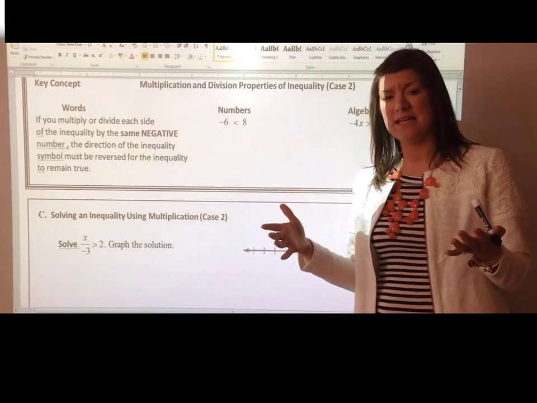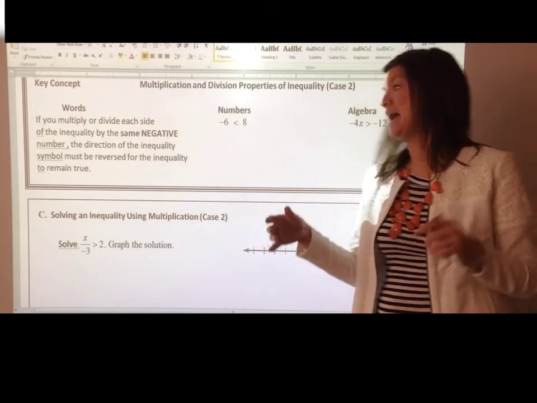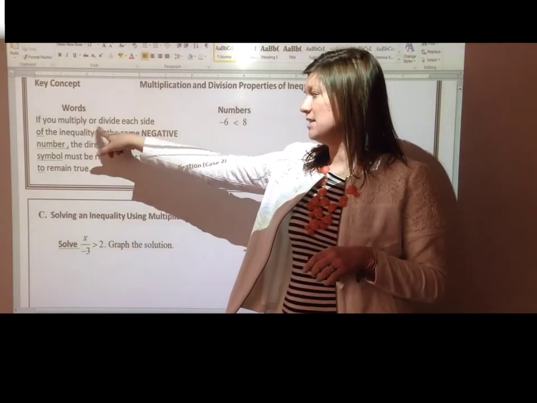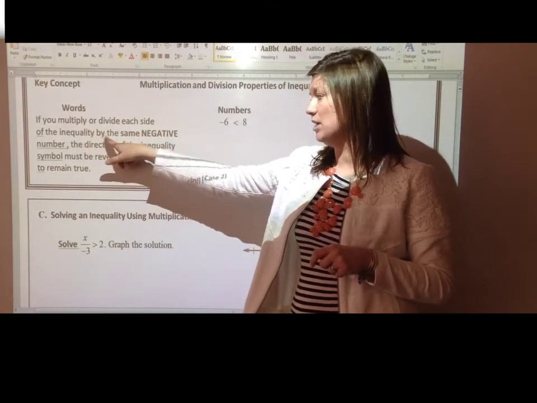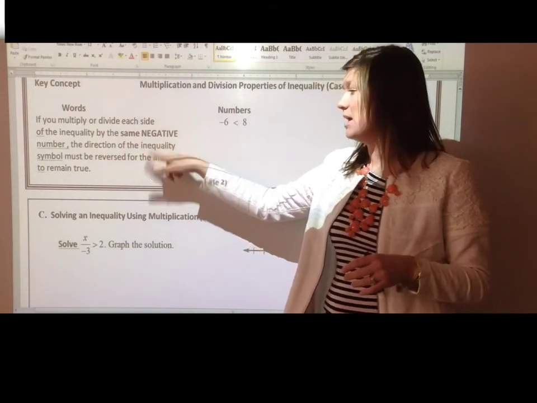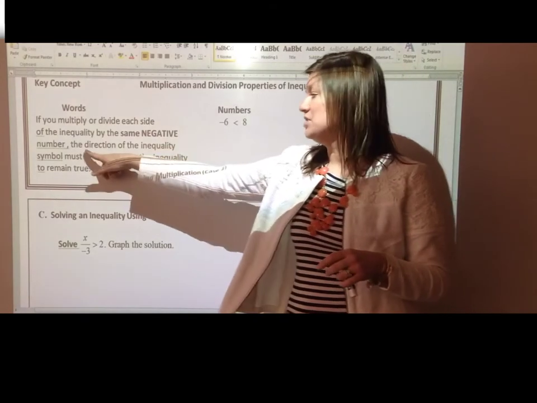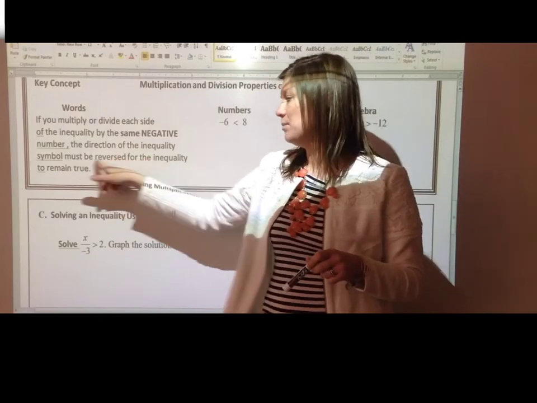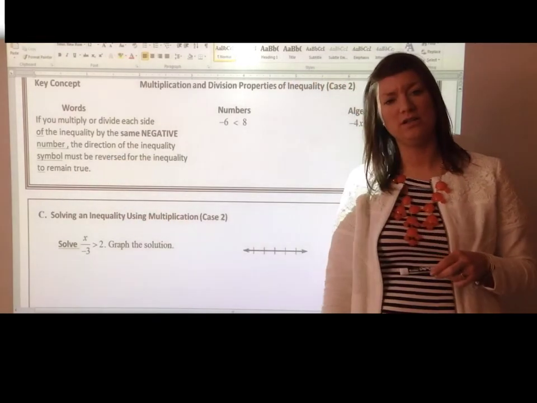And you probably could see it coming. What about something negative? So that's what Case 2 is all about. So in words it says, if you multiply or divide each side of the inequality by the same negative number, what do we have to do? We have to change the direction of the sign, or the direction of the inequality symbol must be reversed for the inequality to remain true.